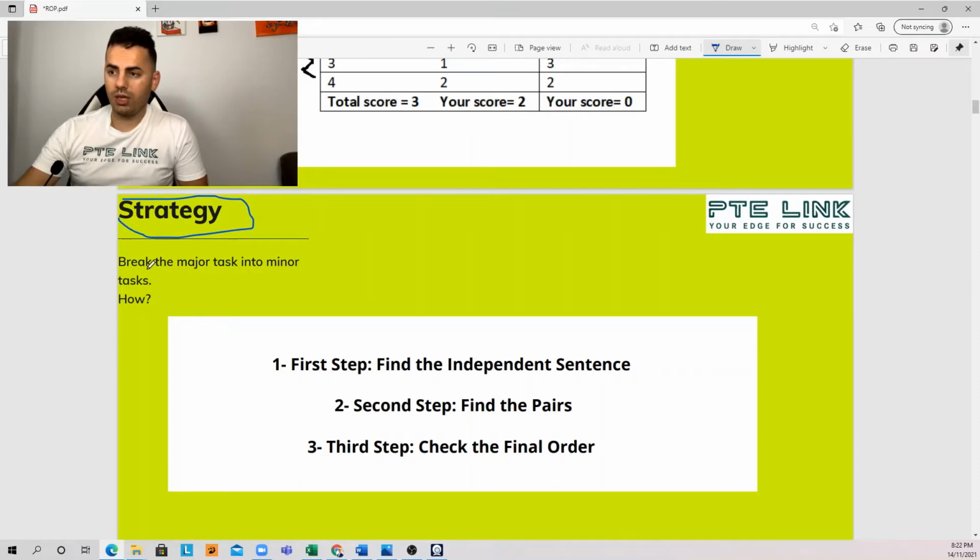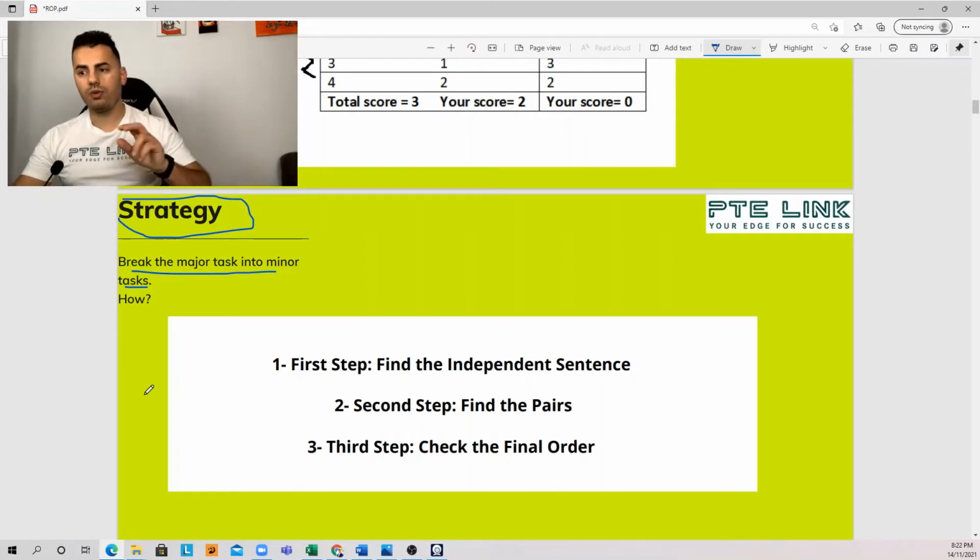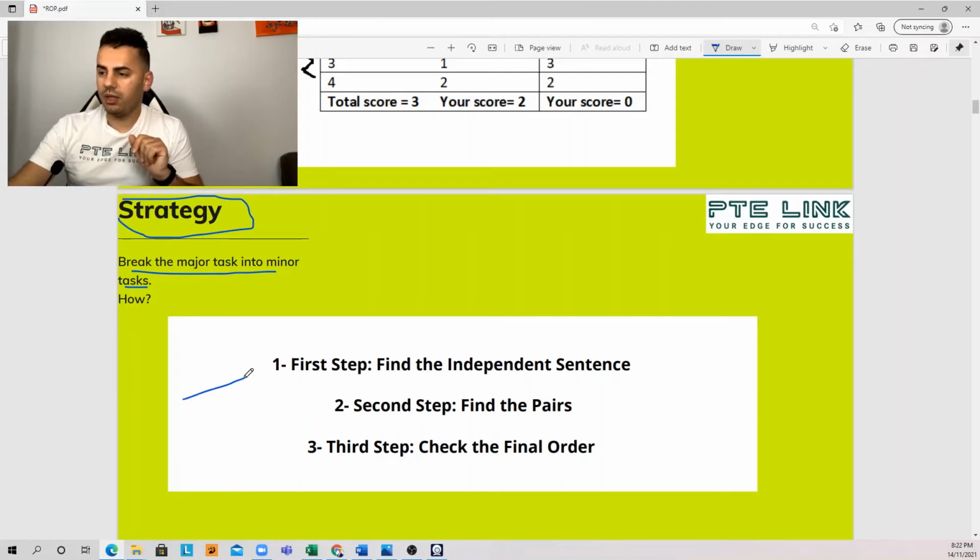You need to break the major task into minor tasks. How? I usually teach my students to follow this strategy, like 3 steps. First of all, they gotta find the independent sentence. Then they have to find the pairs, like the 2 sentences that come together. And this is where you will be getting 1 mark. You will be credited 1 mark for each correct pair. And at the end, I will ask them to check for the final order.